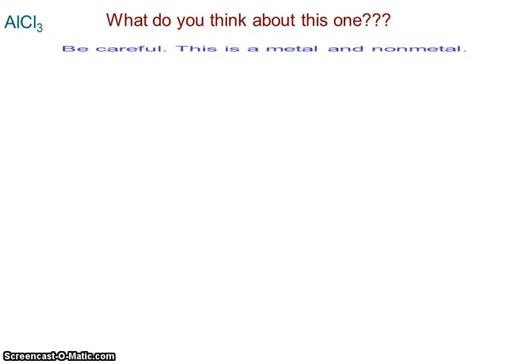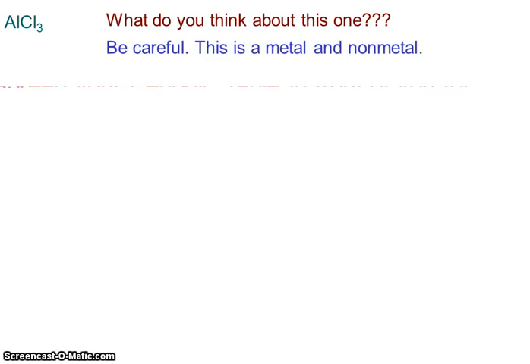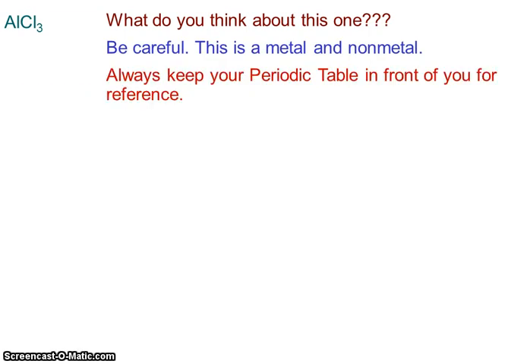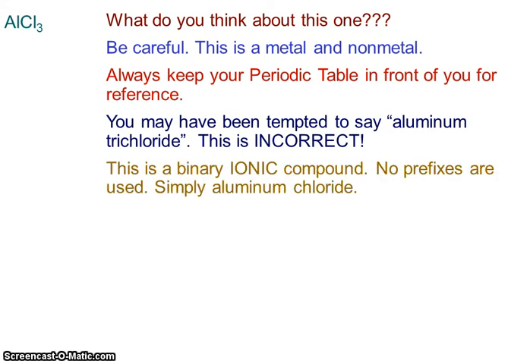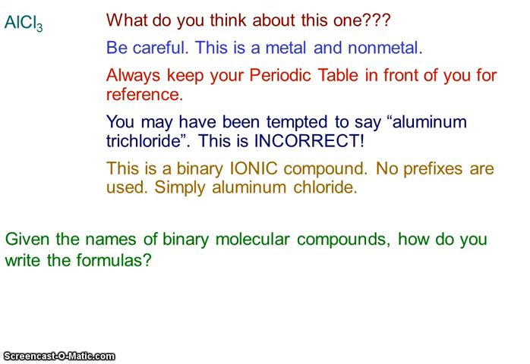AlCl3. What do you want to do with this? This is a metal and a nonmetal. Keep your periodic table in front of you until you get used to it and recognize the metals, because you don't want to say aluminum trichloride. I see people say this all the time, but metals and nonmetals are not named that way. We don't use prefixes with metal, nonmetal. So when we start mixing these together, be real careful. Make sure there's no metals present, or that it's both nonmetals, however you want to look at it. Don't fall in the trap.